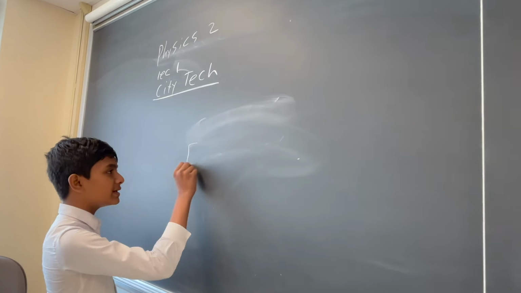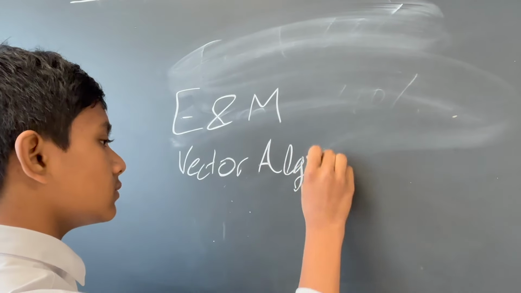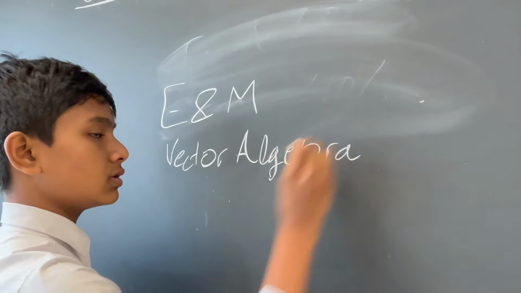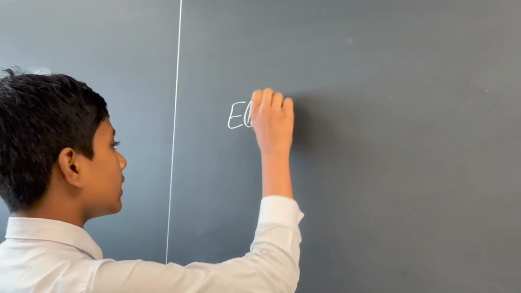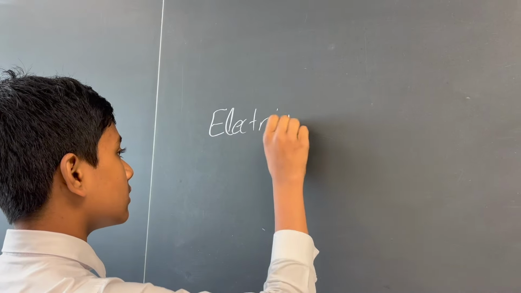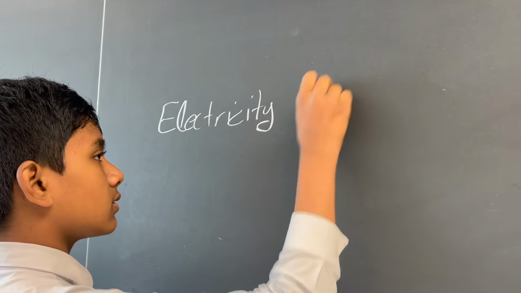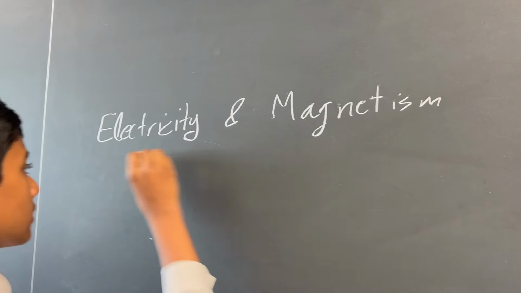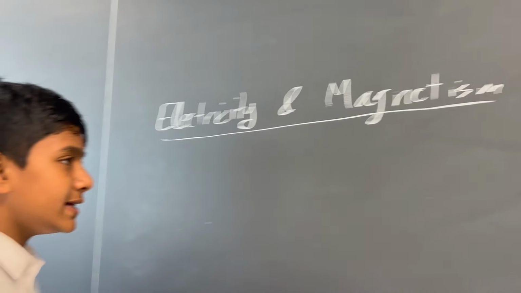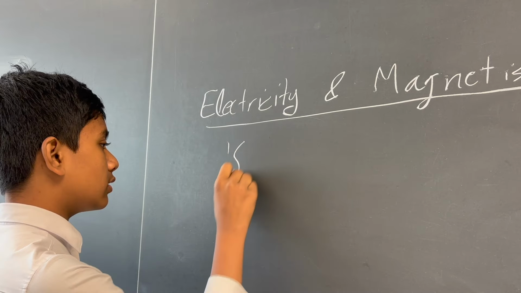Over some basics of E&M and vector algebra. So, essentially, electricity and magnetism deals with the motion and change of what we call fields.